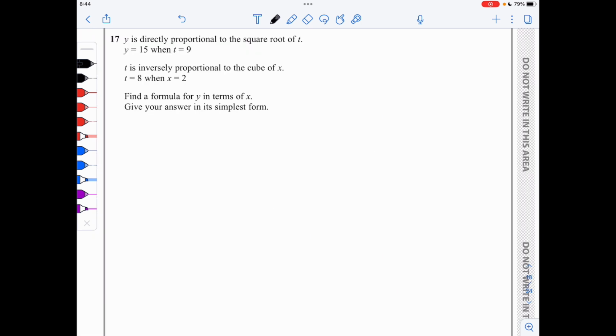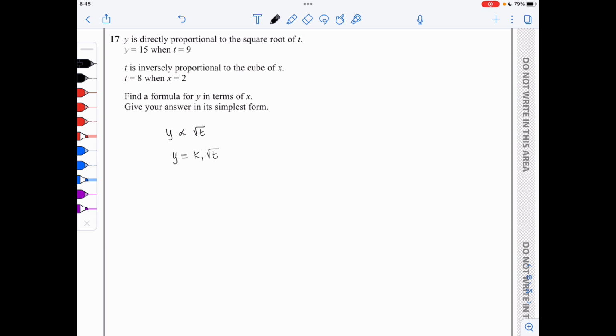In 17, we've got y being directly proportional to the square root of t, and when t is 9, y is 15, and then t being inversely proportional to the cube of x, and when t is 8, x is 2. We need to work out a formula for y in terms of x. So we start with y being proportional to the square root of t. So y is k1 root t.